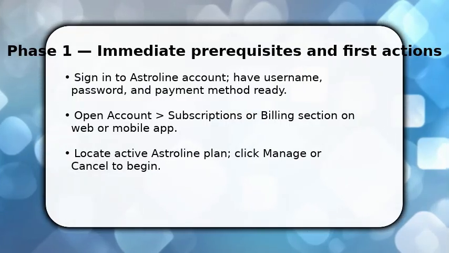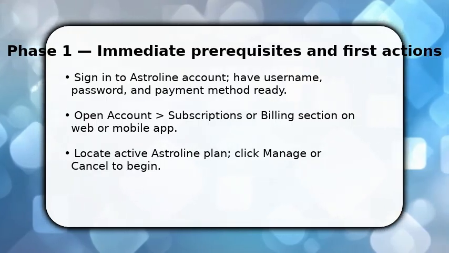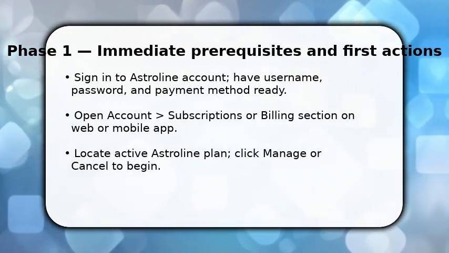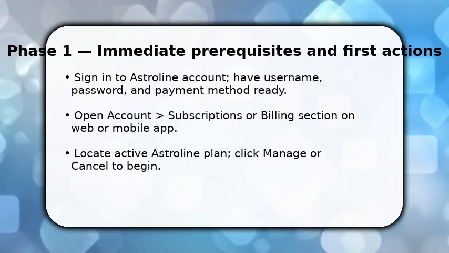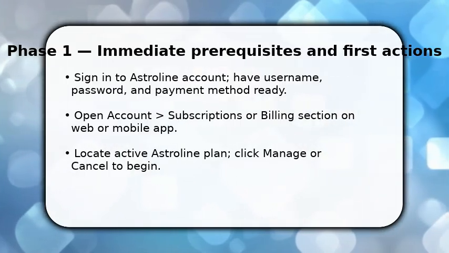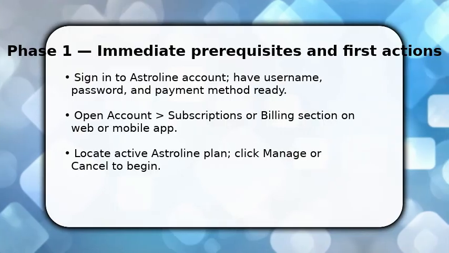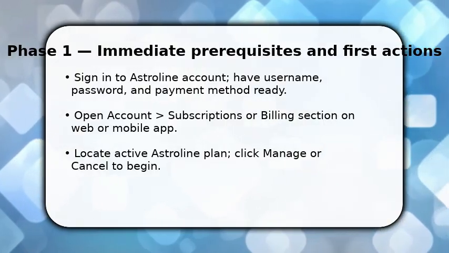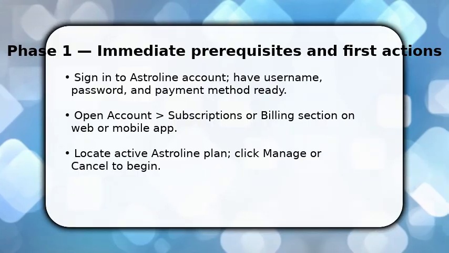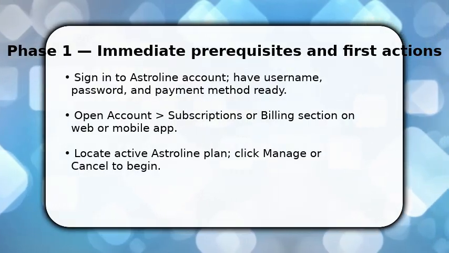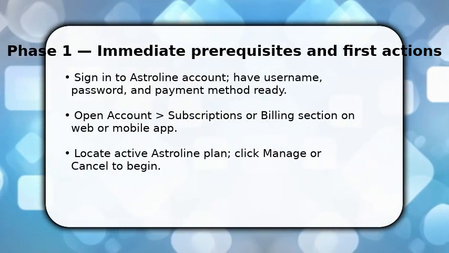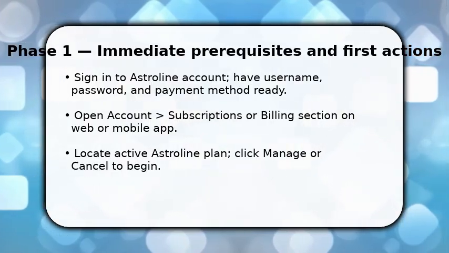You sign into your Astroline account right away. Make sure you have your password and the billing card ready. Once logged in, go directly to Account, then Subscriptions or Billing. Don't wander through menus. You locate the active plan and press Manage or Cancel. This opens the cancellation flow, and you're now past setup and starting the process you need.